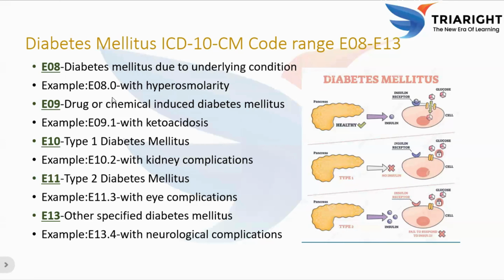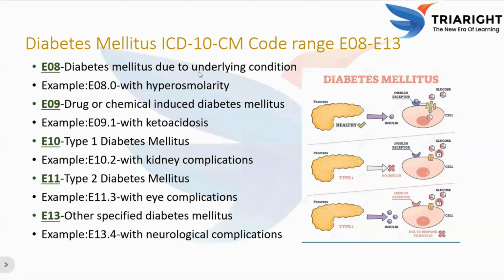So for example, E08.0, diabetes with hyperosmolarity. What do you mean here? Very high sugar concentration in blood. So when another disease causes diabetes, we use this range of E08 codes. So these codes must be assigned, right?